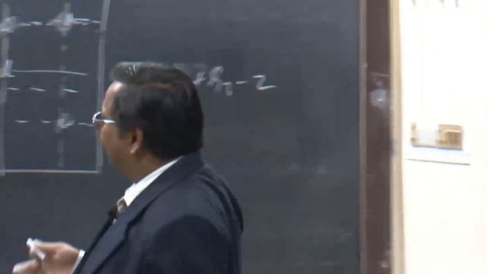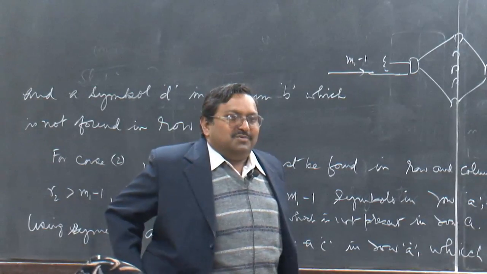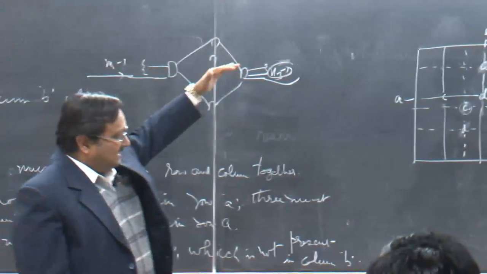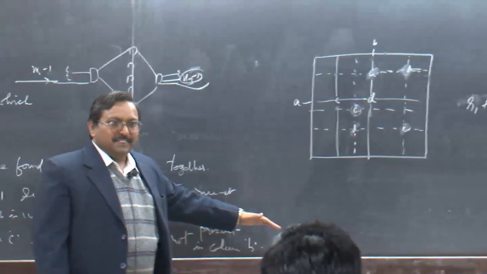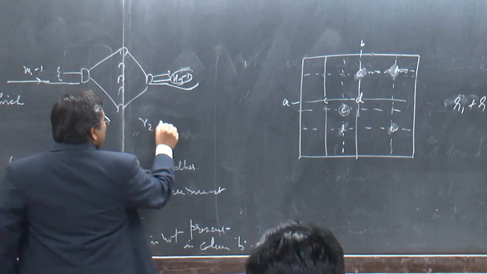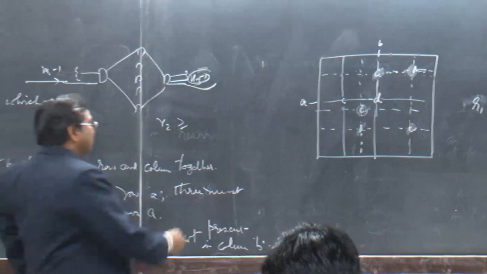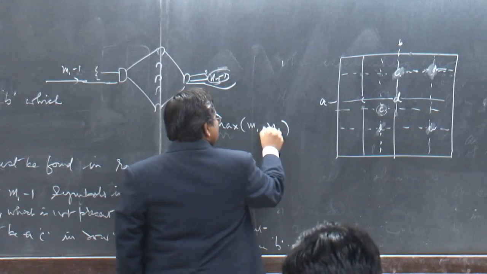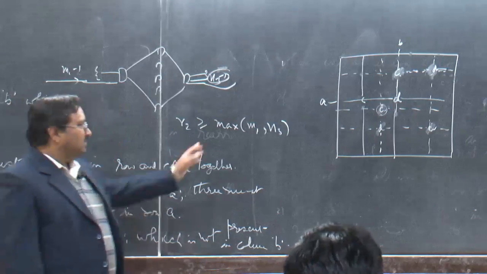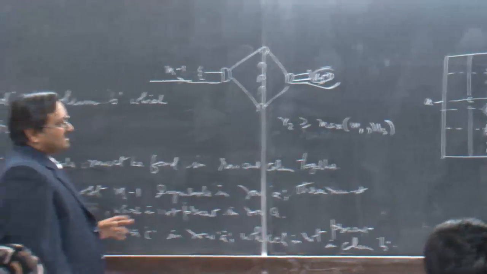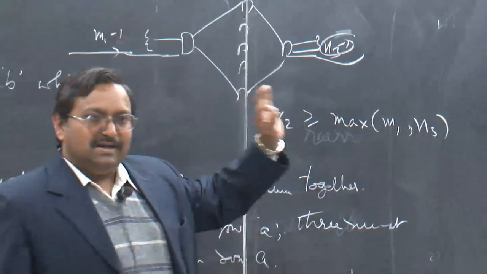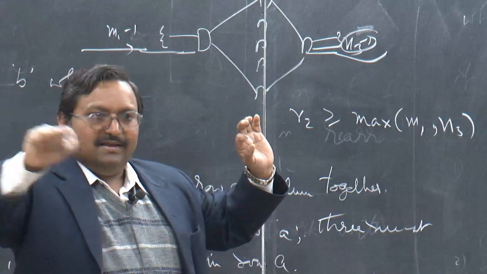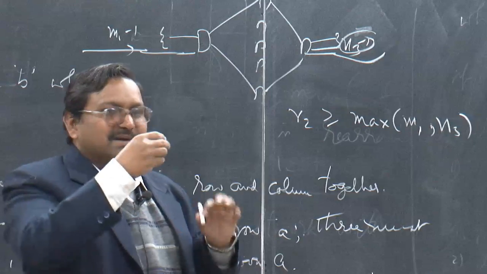Okay. So are you able to appreciate this? No, not clear. Okay. So conditions are okay, the text thing which I have done, that when R2 is greater than or equal to maximum of M1 and N3, maximum of these two. So first condition is, when this condition is satisfied, I should be able to get an element which is not there in row A and column B. If that is there, I will just put that element in and set up the connection.